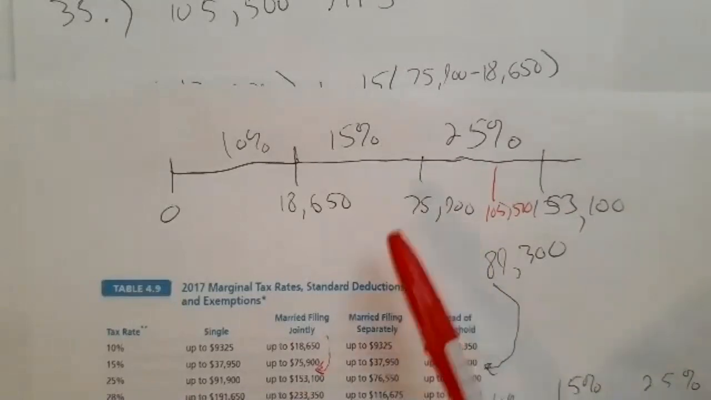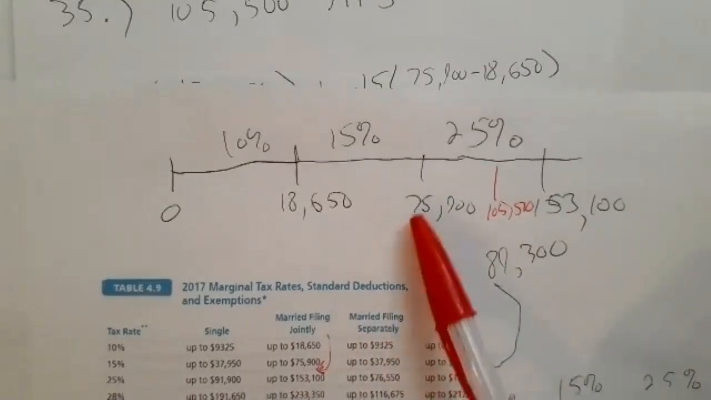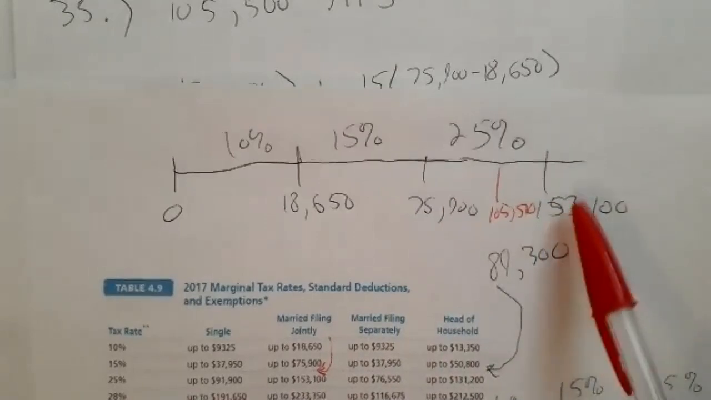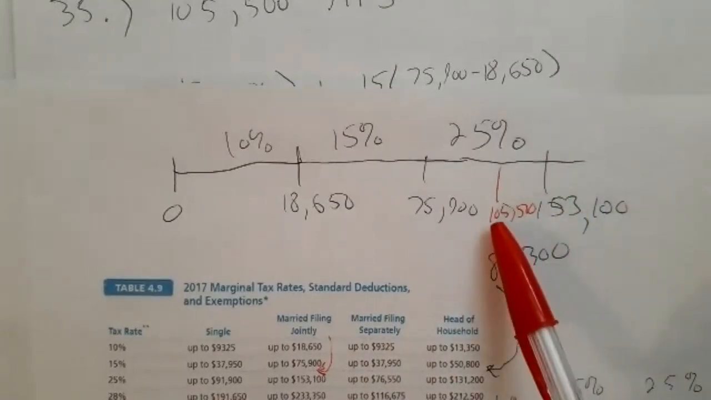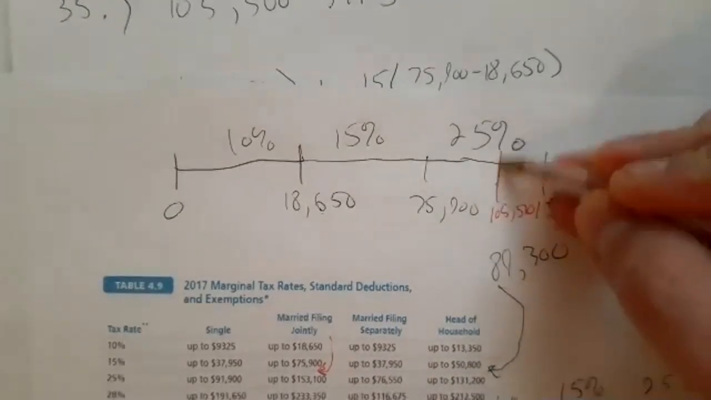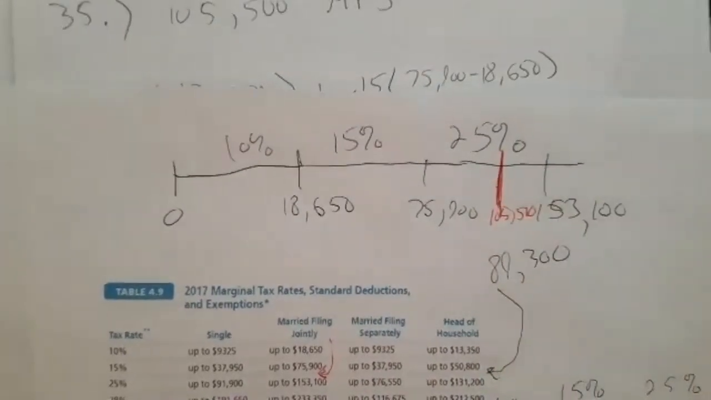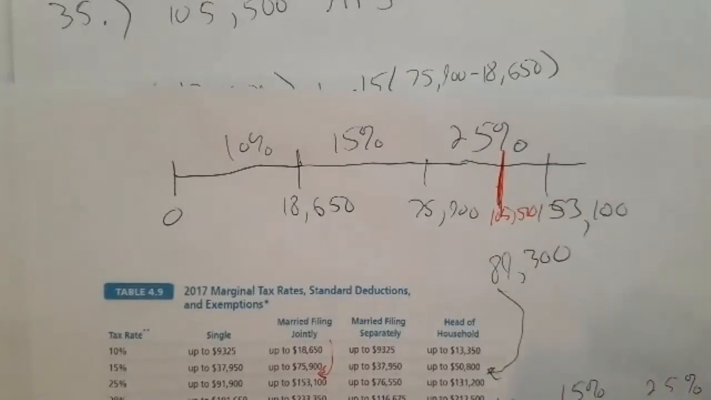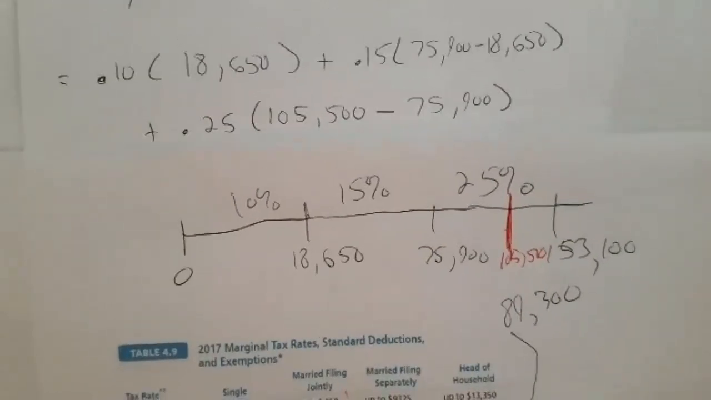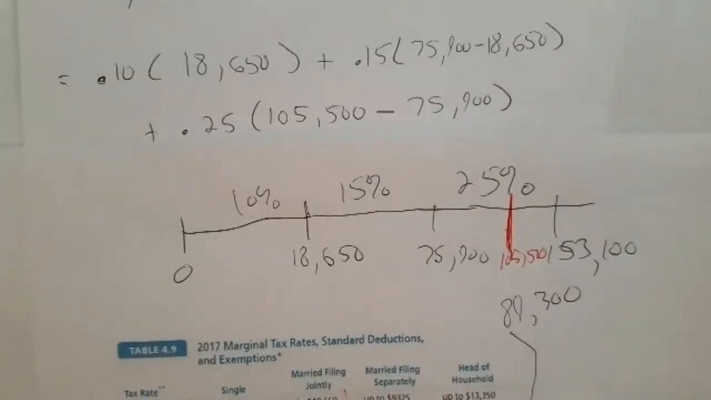And then a really common error people will do is they will go to this next bracket. So we do not want to go to this number. We want to go to this number. So this is our top, this is our max, this is how much we got taxed, right? That's our taxable income. And so we want to do 105,500 minus the 75,900.